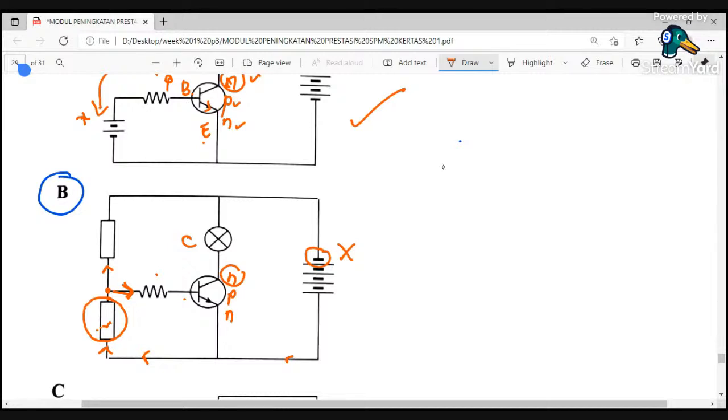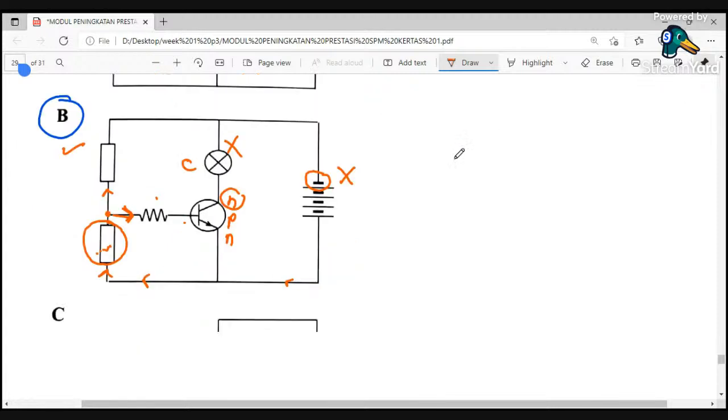Nanti charge tak boleh flow to C, sebab dia ada reverse force yang push the charge from flowing to C. Sebab ini negatif. Dia mesti positif sini. So ini bulb cannot light up. Ini tak menyala. Jadi sebab itu kita pilih jawapan B.